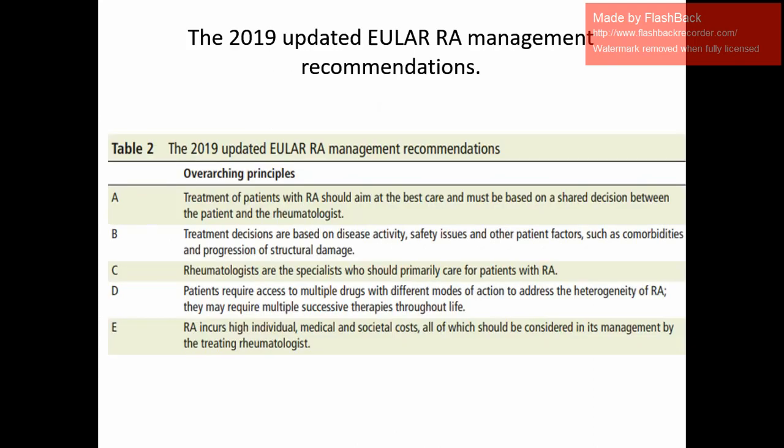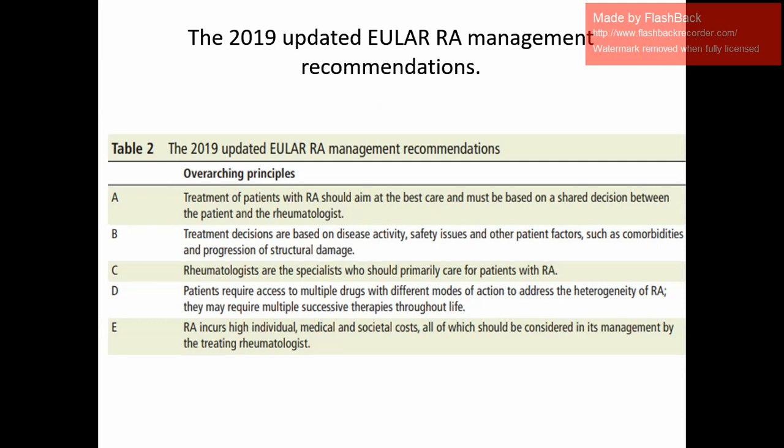This is the 2019 updated EULAR RA management recommendations. There are 5 overarching principles. First, treatment of patients with rheumatoid arthritis should aim at the best care and must be based on shared decisions between patient and rheumatologist. Second, the treatment decisions are based on disease activity, safety issues, and other patient factors. What it means is treatment must be tailored for each patient.